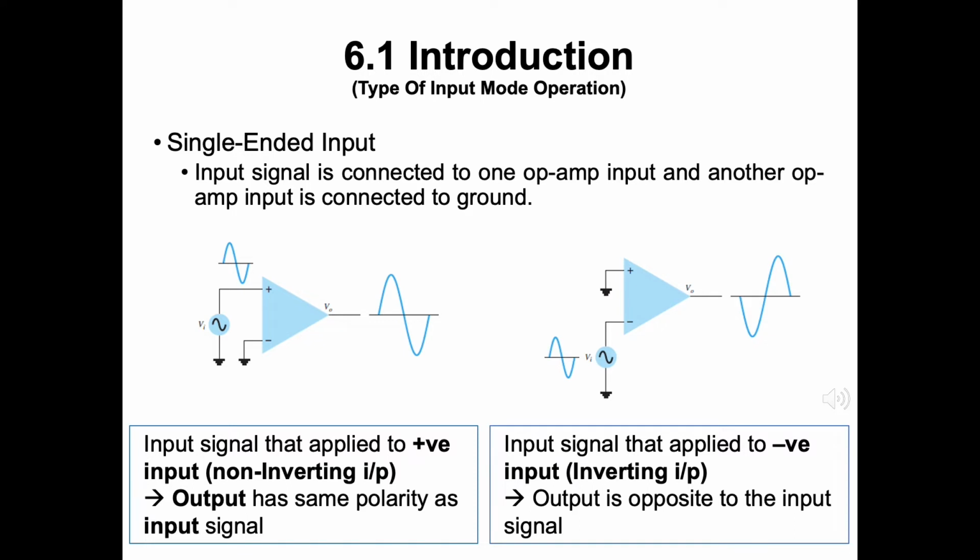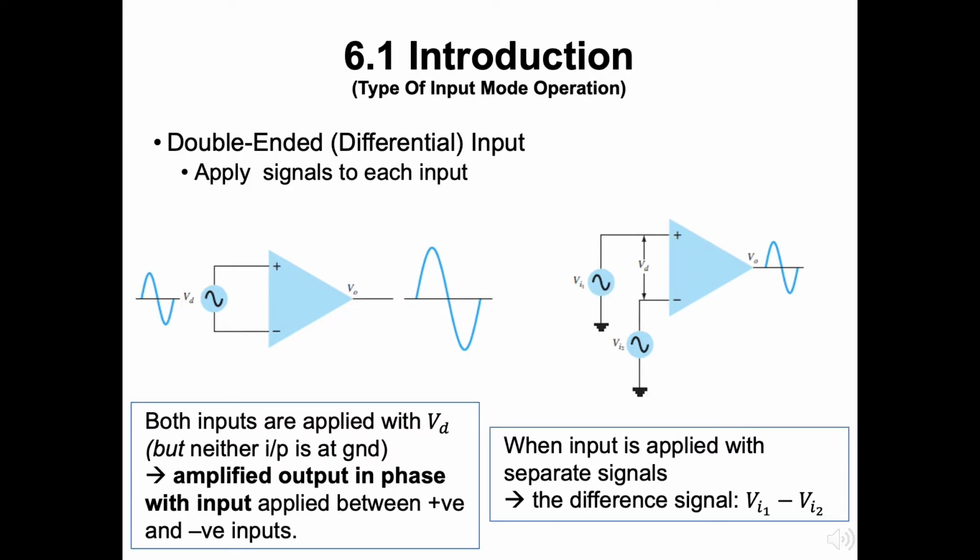On the left is when the signal is applied to the positive input, or the non-inverting input. As the name itself implies, non-inverting means the output is the same as the input given without any change in polarity. On the other hand, when the input is applied to the negative input, or the inverting input, the output will be opposite from the given input signal.